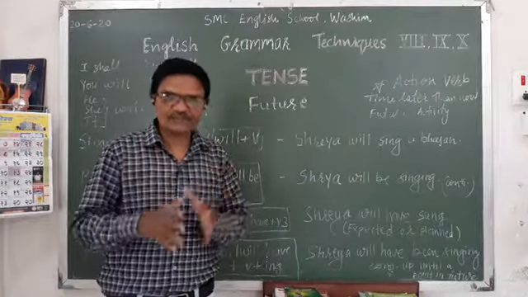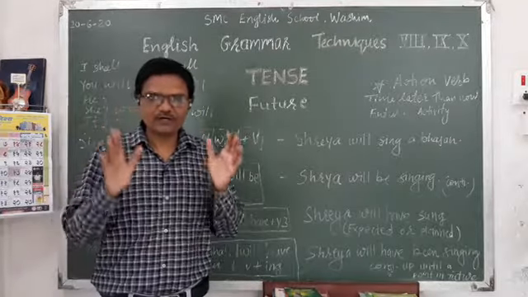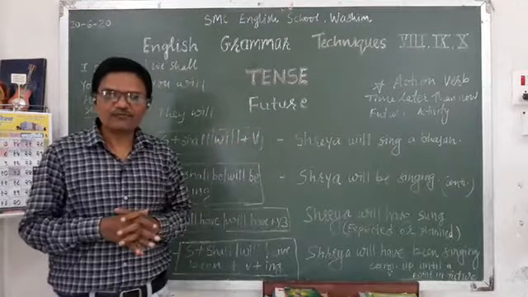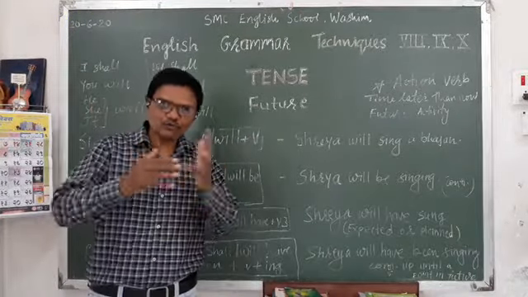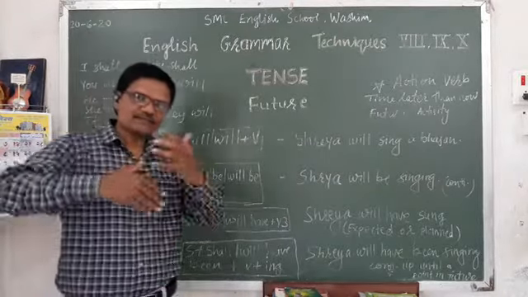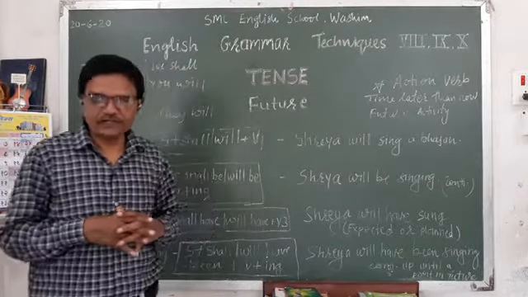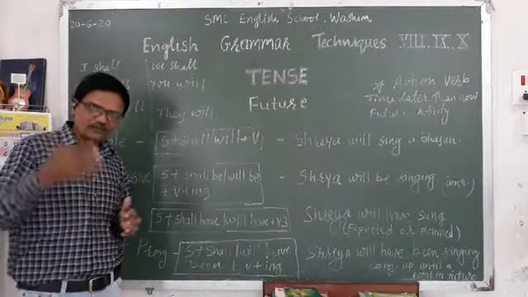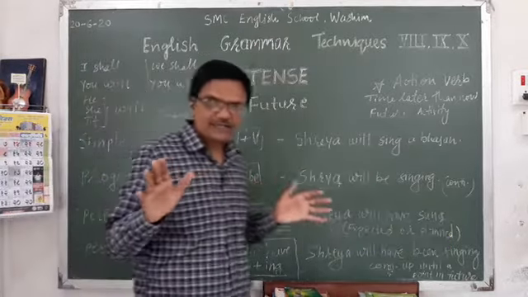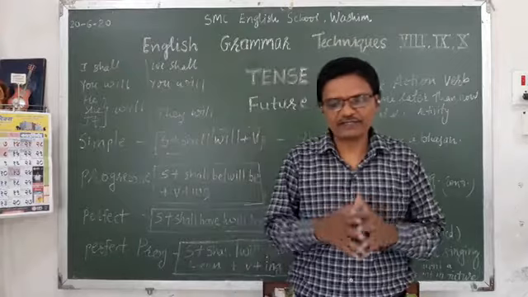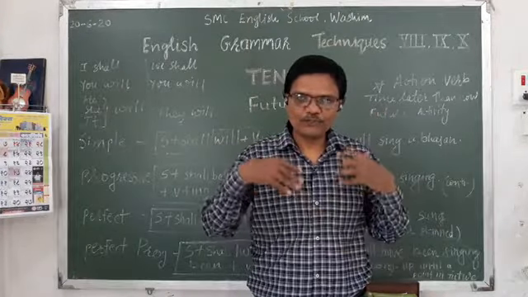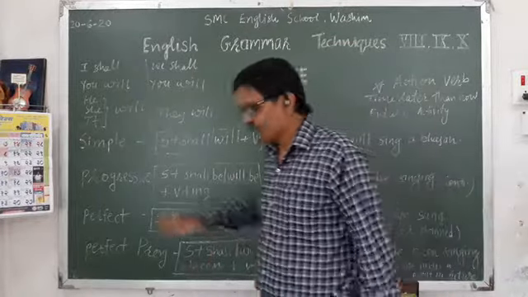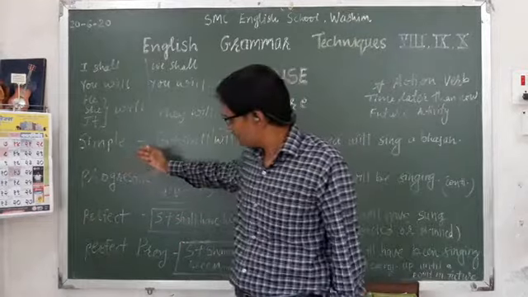As far as today's topic is concerned, we have come to know about future tense. In future tense, as usual, like in the previous types also, we have learned the 4 subtypes of each tense. If you remember, present tense and past tense. Now today we are going to focus on the subtypes of future tense as well. So here are the subtypes you can see over here.